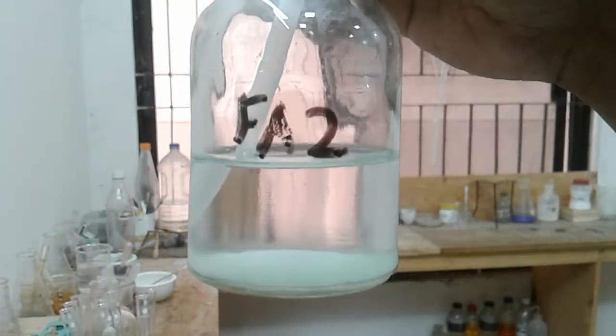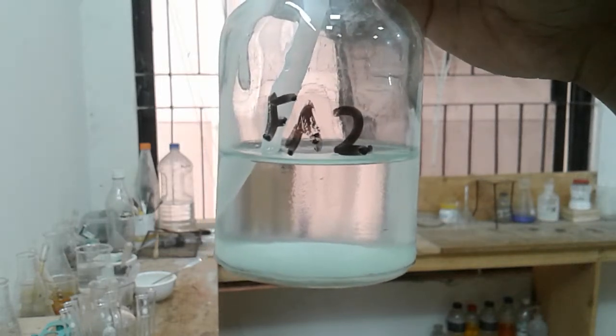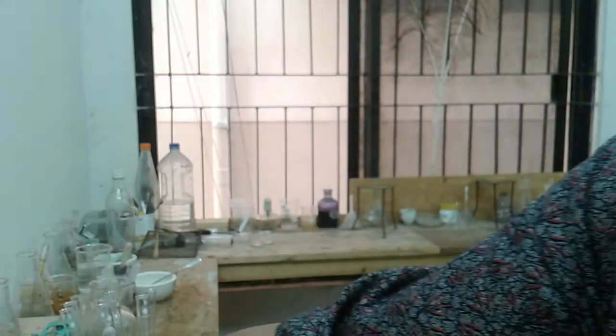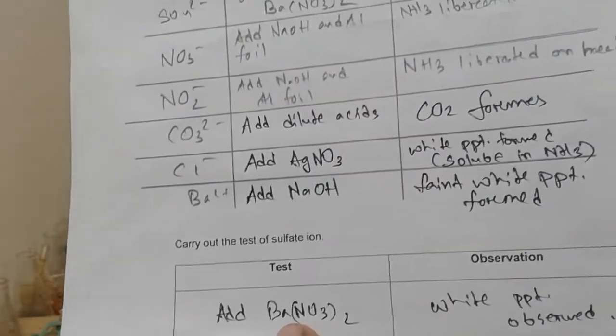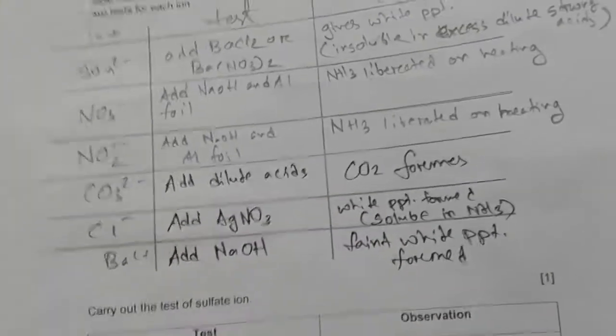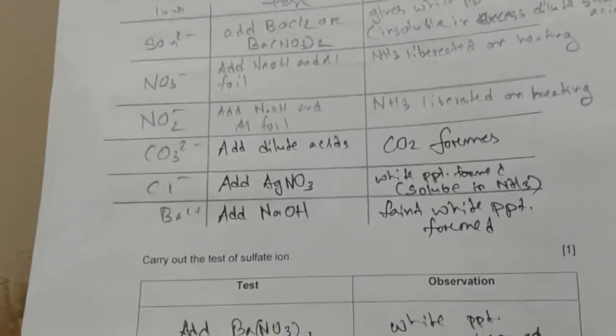Now look at the appearance of Fa2. This is Fa2, isn't it? So Fa2 is a clear solution. You cannot observe any precipitate here. It's a clear solution in this case. So the candidate, you have done the test for sulfate and you have got white precipitate, isn't it? So this solution contains sulfate. Now if the solution also contains barium, then barium and sulfate are present in the same solution.